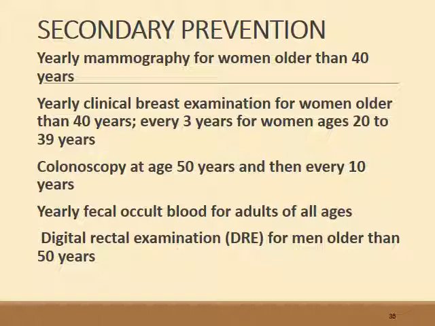Colonoscopy should start at age 50 years and then every 10 years after that. A yearly fecal occult blood test for adults of all ages, simple enough to do. It's gotten even easier throughout the years. And a digital rectal exam for men older than 50 years to check that prostate.